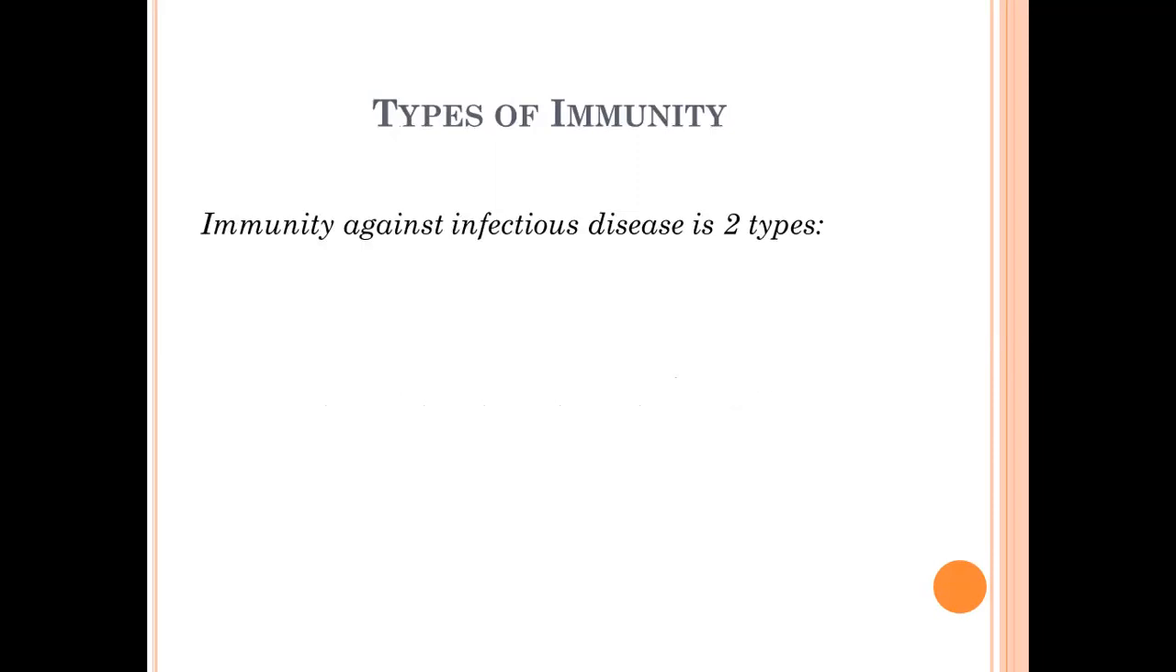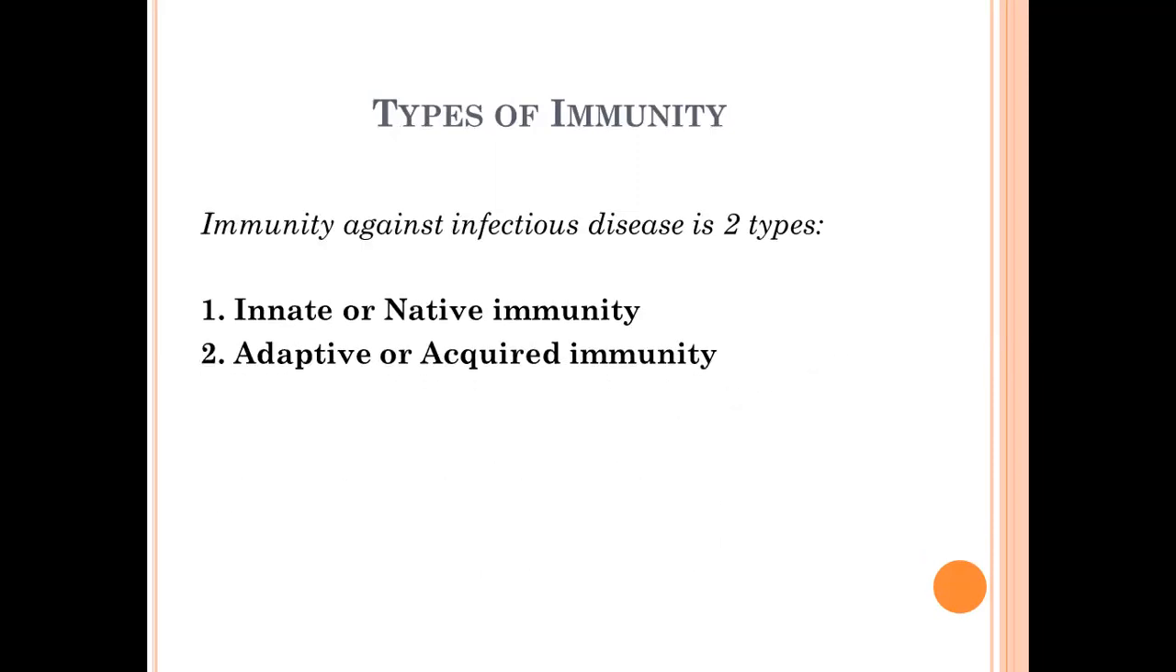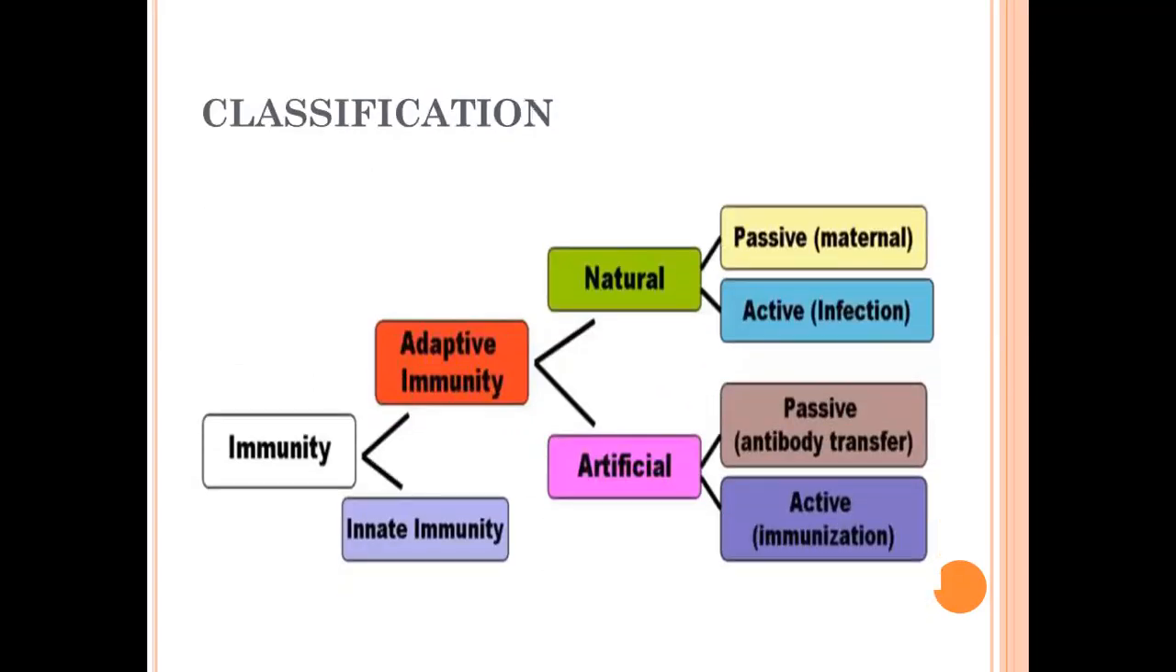Basically, there are two types of immunity. One is innate immunity or native immunity, which is also known as natural immunity. The second type is adaptive immunity or acquired immunity. So basically, immunity is divided into two types. This adaptive or acquired immunity again is classified into two types, natural and artificial. Both of these again are of two types, passive immunity and active immunity. So this is how it is classified.